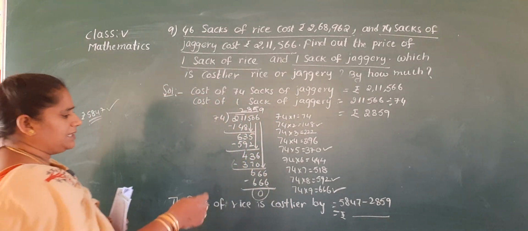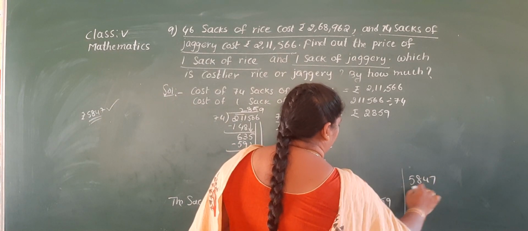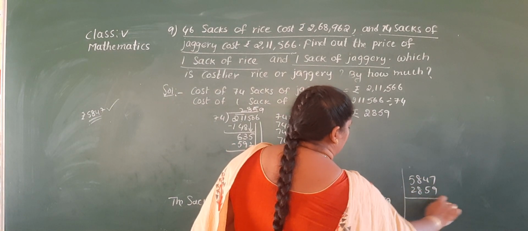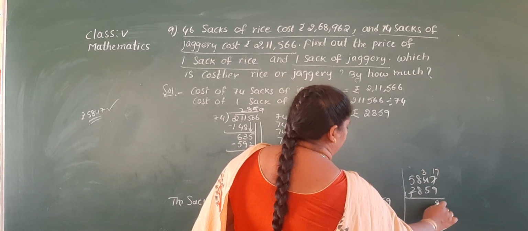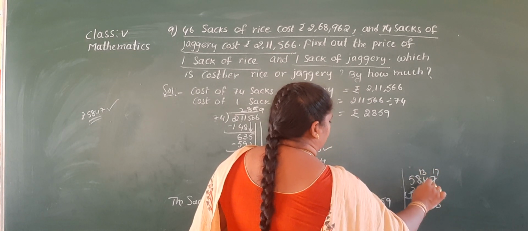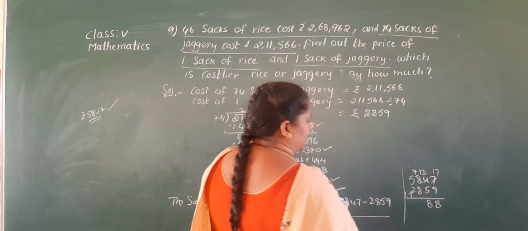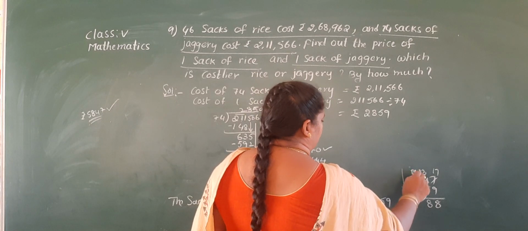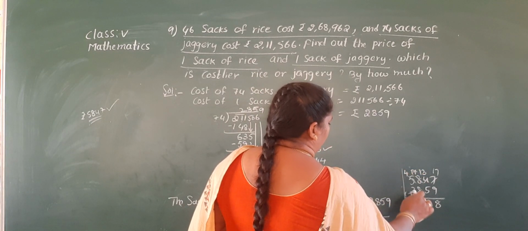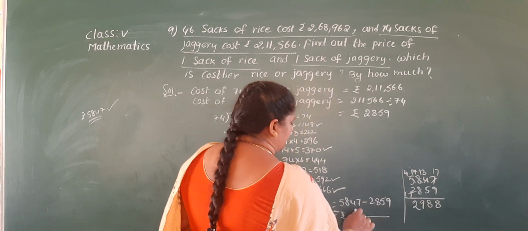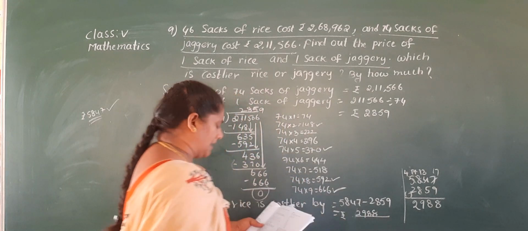Okay, as you do the subtraction, 7 minus 9 not possible, Nana. 17, 4 becomes 3, 8. 3 minus 5, 13, 8 before 7. 13 minus 5 is 8. 7 minus 8 not possible. Take borrow, 17, 5 becomes 4. 17 minus 8 is 9. 4 minus 2 is 2. So the answer is 2988 rupees more, Nana.